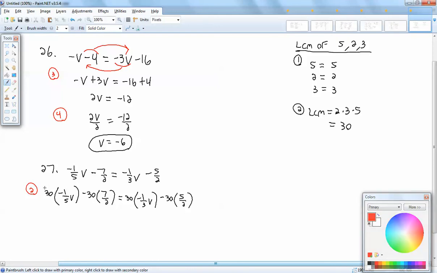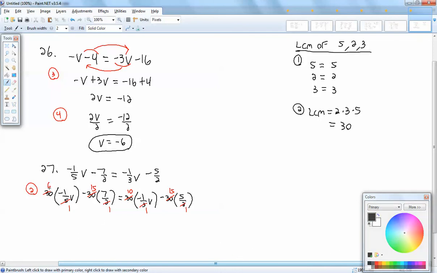Okay, 30 and 5 both divisible by 5. 5 divided by 5 is 1, 30 divided by 5 is 6. 2 and 30 both divisible by 2. 2 divided by 2 is 1, 30 divided by 2 is 15. 3 and 30 both divisible by 3. 3 divided by 3 is 1, 30 divided by 3 is 10. 2 and 30 both divisible by 2. 2 divided by 2 is 1, 30 divided by 2 is 15.